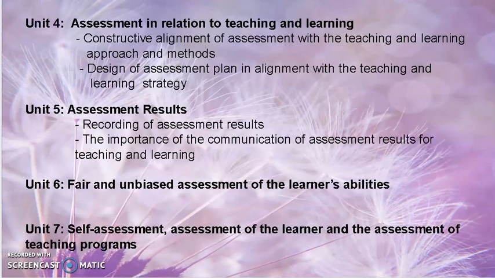We'll move on to Unit 4, which is assessment in relation to teaching and learning. Thereafter, we'll look at assessment results, and then fair and unbiased assessment of the learner's abilities, and lastly, we'll look at self-assessment. So we'll go through these units, obviously in more detail as the module progresses.